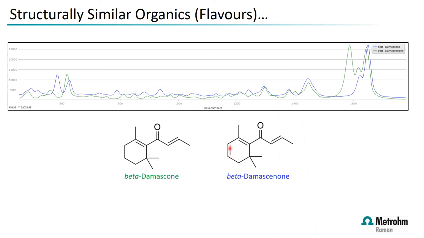The difference is one double bond between these two structures, and as you can see by looking at the green versus the blue spectrum, we see some very clear and significant differences between the two samples, and there would be no chance of misidentifying which material is being used in the production environment.